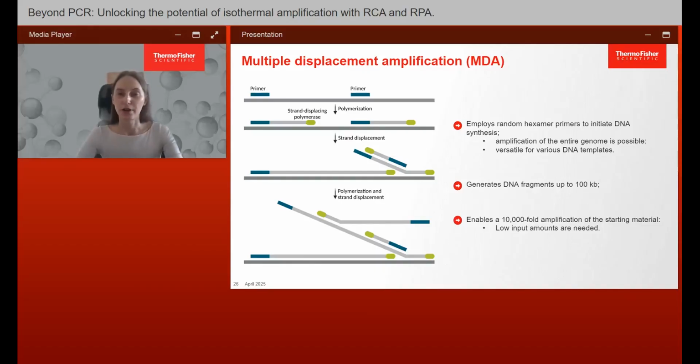Just to remind you, random primers bind along the template, and DNA polymerase extends these primers. And as it goes, it displaces the strands ahead of it, creating new single-stranded regions where more primers can bind. So this results in a hyperbranched structure, and you can end up with even DNA fragments reaching 100 kilobases. So MDA can amplify entire genomes from really tiny amounts of template, even from a single cell or just picograms of DNA input. And that's why it's a popular method for whole genome amplification.